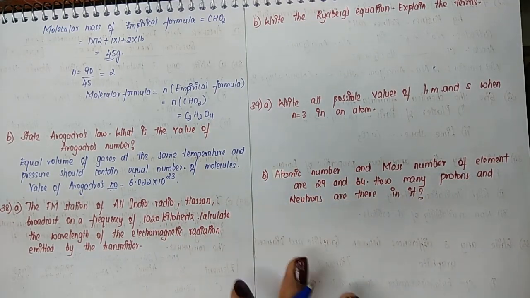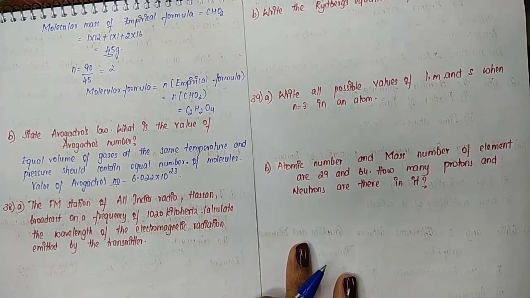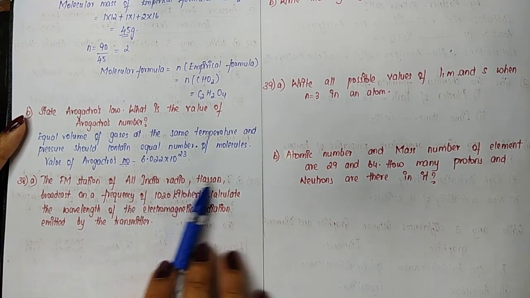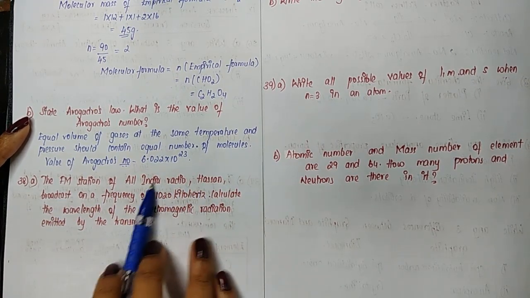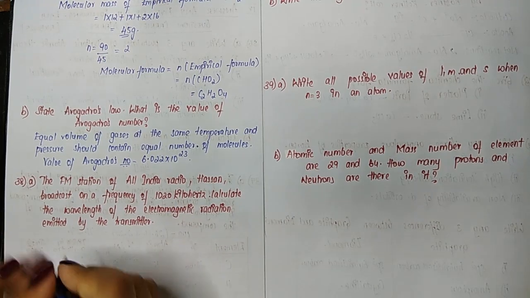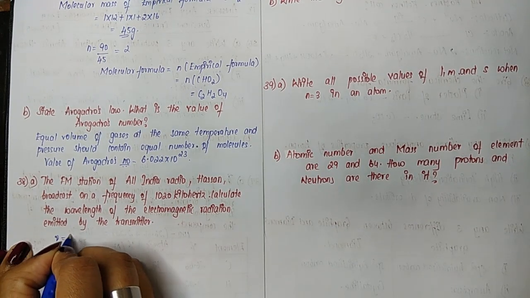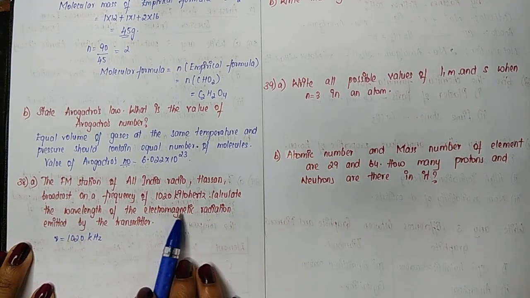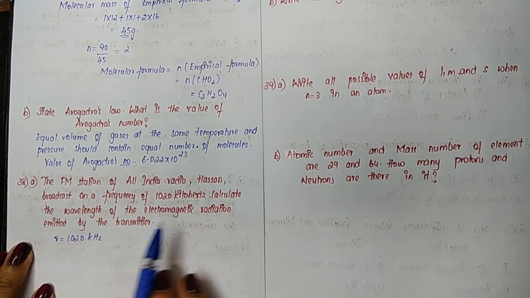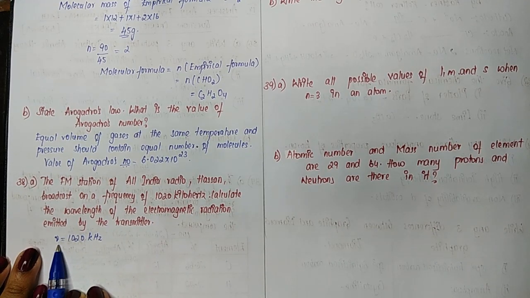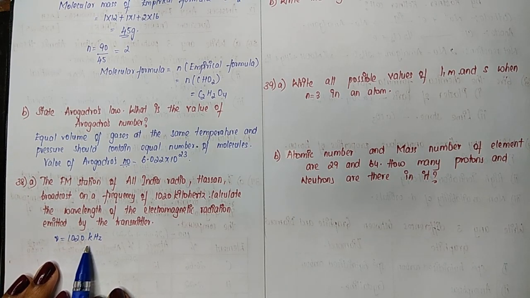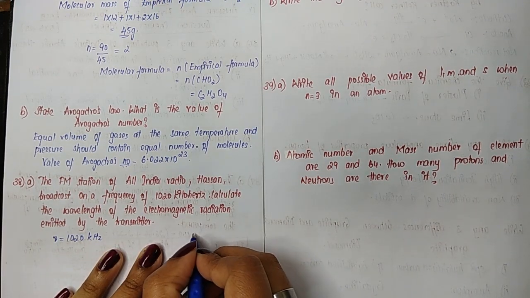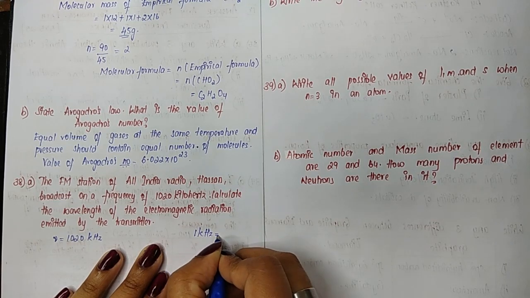Now question number 38 is a problem on wavelength. So here it says the FM rate station of All India Radio broadcast on a frequency of 1020 kilohertz. So here frequency is equal to 1020 kilohertz. Calculate the wavelength of the electromagnetic radiation emitted by the transmitter. So we are only given with new value, which is your frequency. Now this we will have to convert it to hertz. So we should know the relation first. So here 1 kilohertz is equal to 1000 hertz.